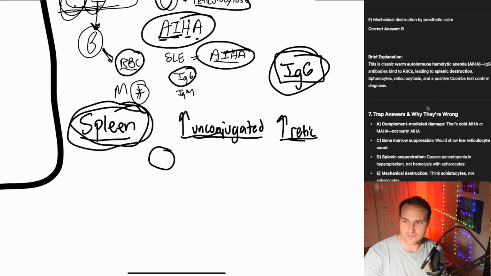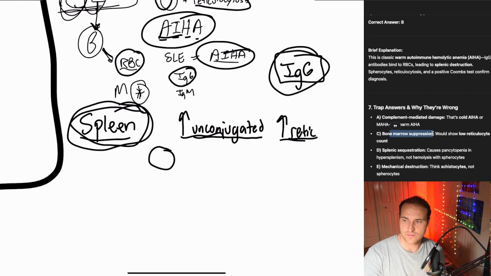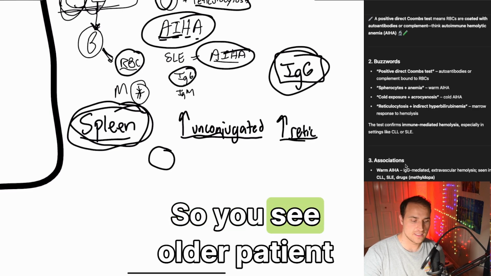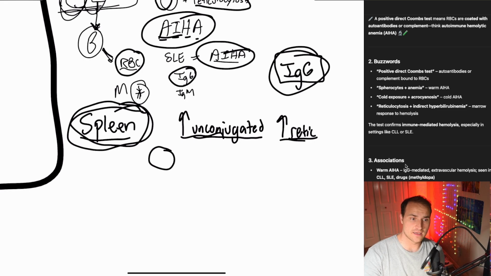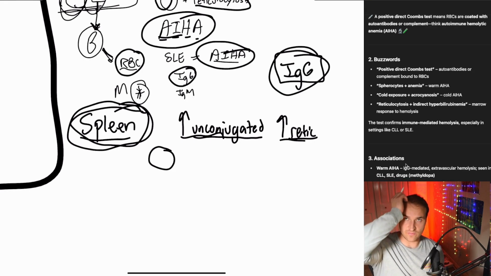positive Coombs confirms the diagnosis. Complement would be cold. Bone marrow suppression would be a low retic count. Splenic sequestration causes pancytopenia. Mechanical destruction would be schistocytes. So you see, in an older patient the immune system has started attacking its own cells, with spherocytes and an elevated retic count. It's antibody-mediated destruction of their own red blood cells, associated with CLL.